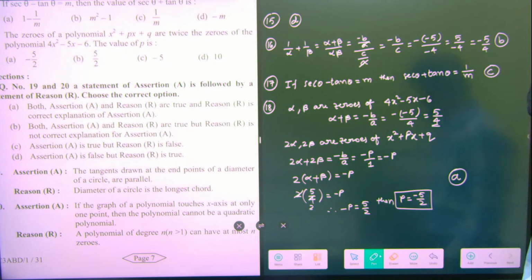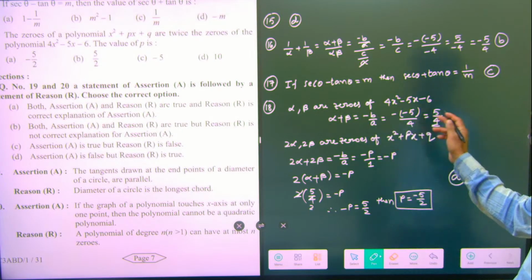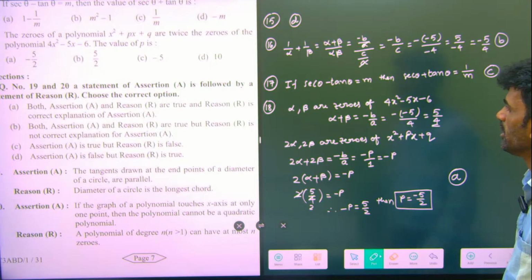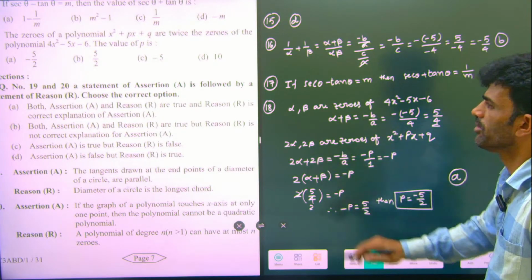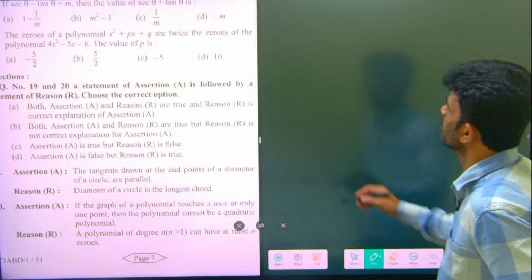So some questions directly we cannot answer. We have to find out the solution like this and then find the correct answer. Hope you understood question number 18. We have to take alpha comma beta are zeros of this and find out what is sum of zeros. Then if these are alpha comma beta, these will become 2 alpha and 2 beta. 2 alpha 2 beta are the zeros of x square plus px plus q. Then substitute both, we will get the value of p.